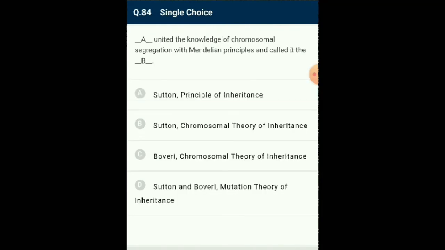Question number 84. Dash united the knowledge of chromosomal segregation with Mendelian principles and called it the chromosomal theory of inheritance. Sutton worked on grasshoppers and Boveri worked on sea urchins. They observed that the behavior of chromosomes was parallel to the behavior of genes during meiosis and mitosis. Sutton united the knowledge of chromosomal segregation with Mendelian principles and proposed the chromosomal theory of inheritance. So the answer for this question is option B, Sutton, chromosomal theory of inheritance.